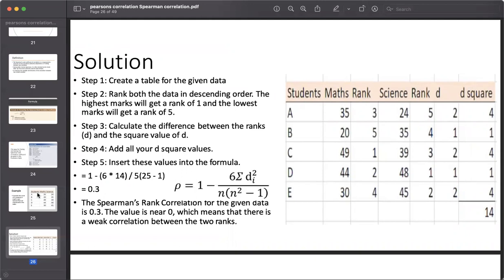Step three, calculate the difference between ranks, D, and the square value of D. Step four is to add all your D squared values. Step five, insert these values into the formula as given. The Spearman rank correlation for the given data is 0.3. The value is near 0, which means that there is a weak correlation between the two ranks.